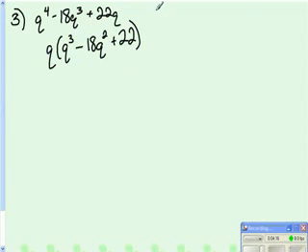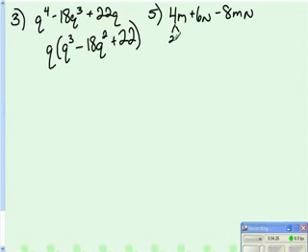Okay, that's it. Number 5. I have 4m plus 6n minus 8mn. So again, I could do trees here. 2 and 3, 2 and 4, and 2 and 2. And you should be able to kind of look at it and see I have a 2 in all of them. I don't have m's in all of them. I don't have n's in all of them. I don't have another 2 in all of them. I don't have a 3 in all of them. All I can take out is a 2.